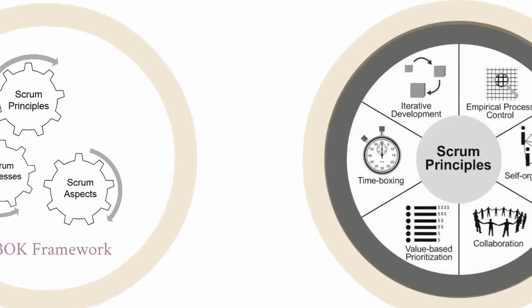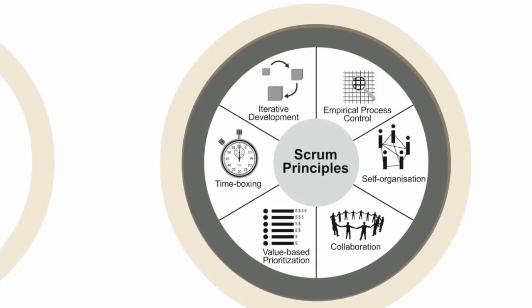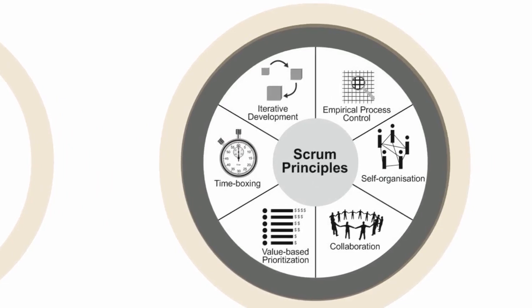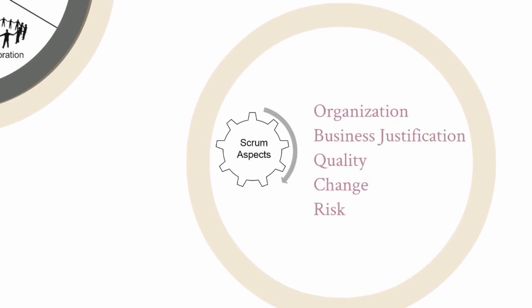The second chapter expands on the 6 Scrum principles, the foundation on which the Scrum framework is based. Chapters 3 through 7 elaborate on the 5 Scrum aspects that must be addressed throughout any project. The chapters discussed are organization, business justification, quality, change, and risk.